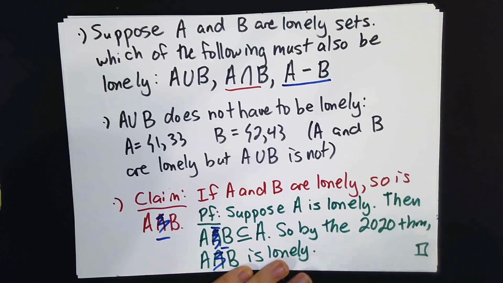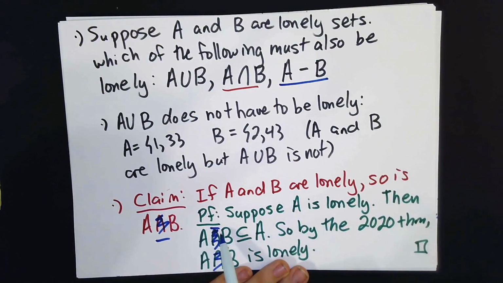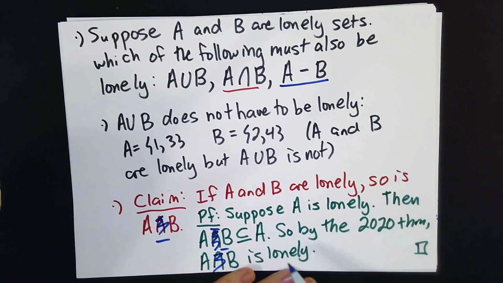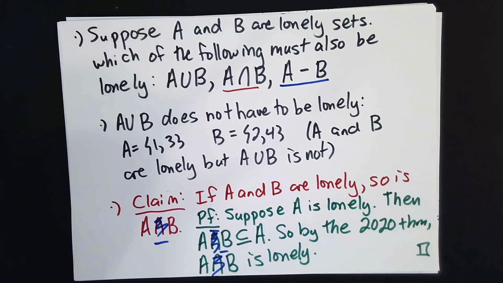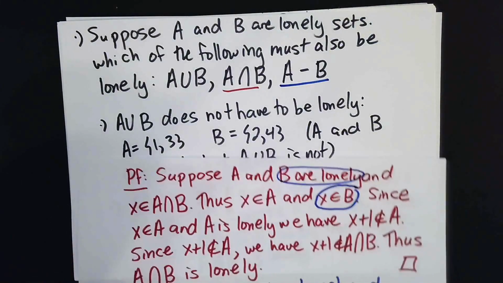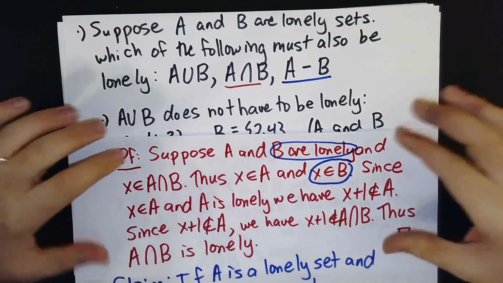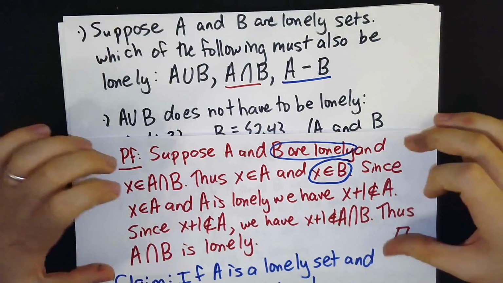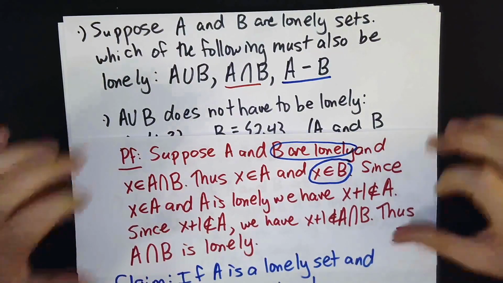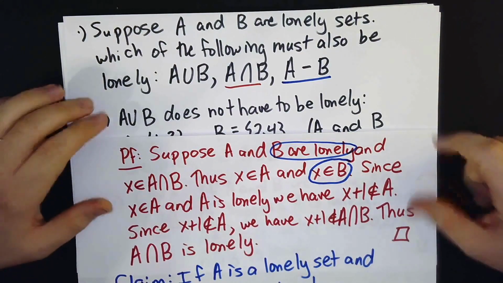Again, by definition, A minus B is a subset of A. It's the set of things that are in A but not in B, so it's things in A in particular. And so by, again, the 2020 theorem, A minus B is also lonely. None of this, by the way, makes this longer proof that if A and B are lonely, then A intersect B is lonely wrong. This is perfectly correct. It's just longer than necessary, and it doesn't note some of the connections that are there for us to find.